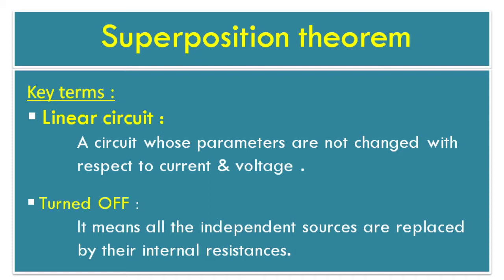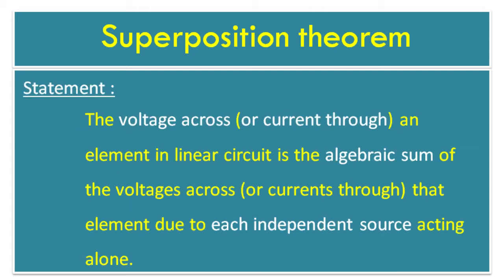Now see some key terms. First key term, linear circuit. Statement: a circuit whose parameters are not changed with respect to current and voltage. Second key term, turned off. Statement: it means all the independent sources are replaced by their internal resistances. We just studied some important key terms.